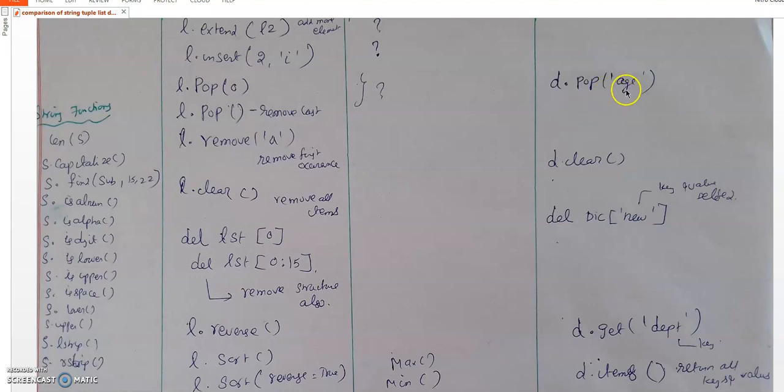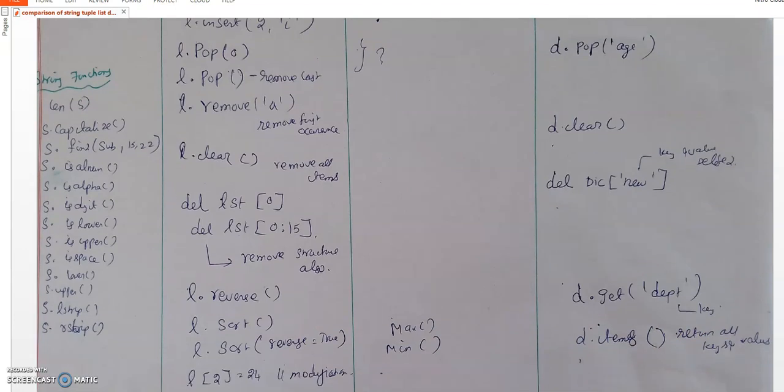Okay, so by passing the key we can remove from the dictionary, and here I am deleting by using the key. I am deleting the value present in the key. Other than that, we have the get method. You have to pass the key and it will return the value present in that key. Then items, already told. Items means it will return both keys and values.